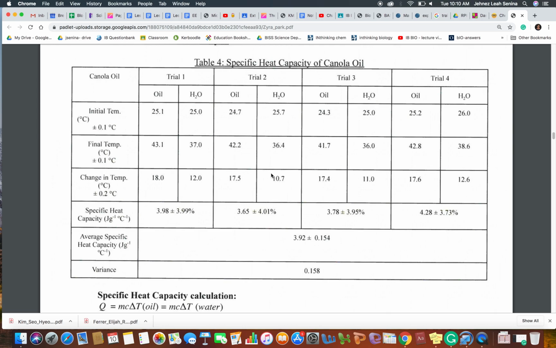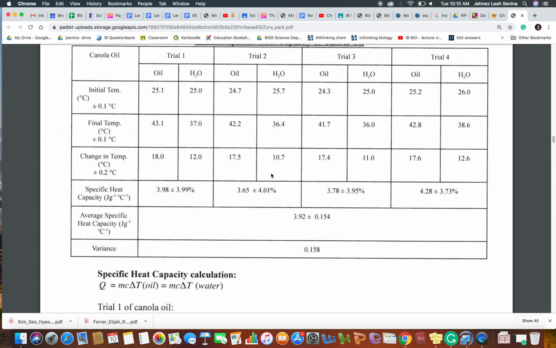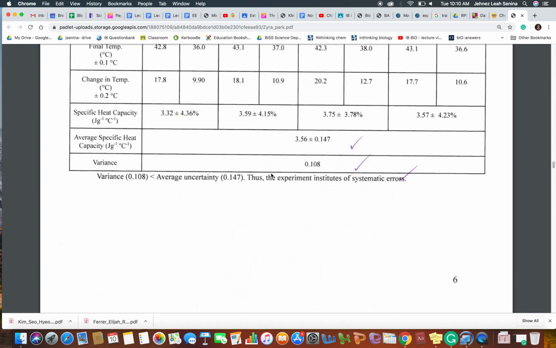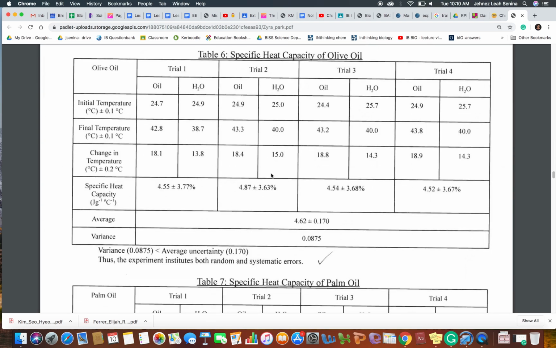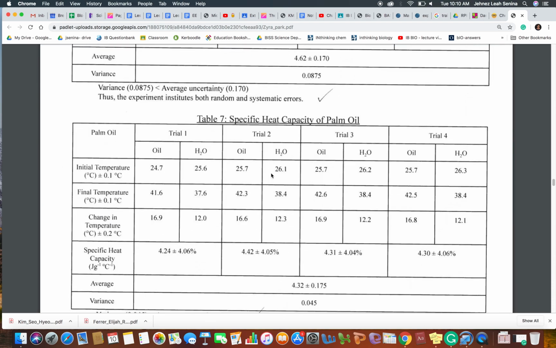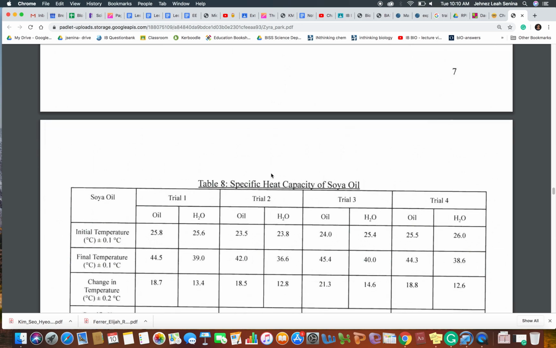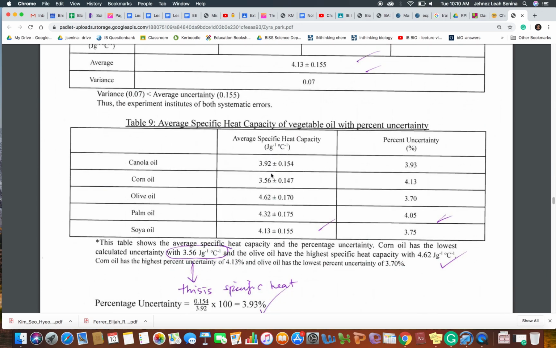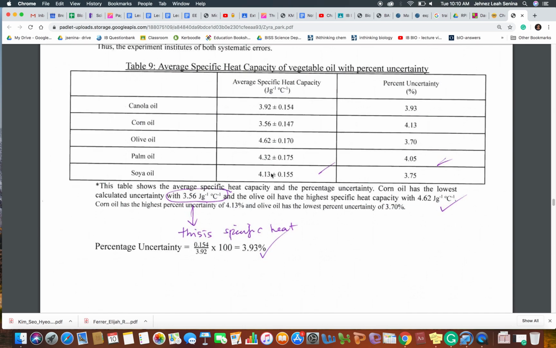By the way, don't think about your experiment yet. Just think of this. Then try to understand how we're treating the errors. Now, you'll expect that she will have a final table of all the specific heat capacities of the different oils. So if you look at the table, table 9 here, table 9.